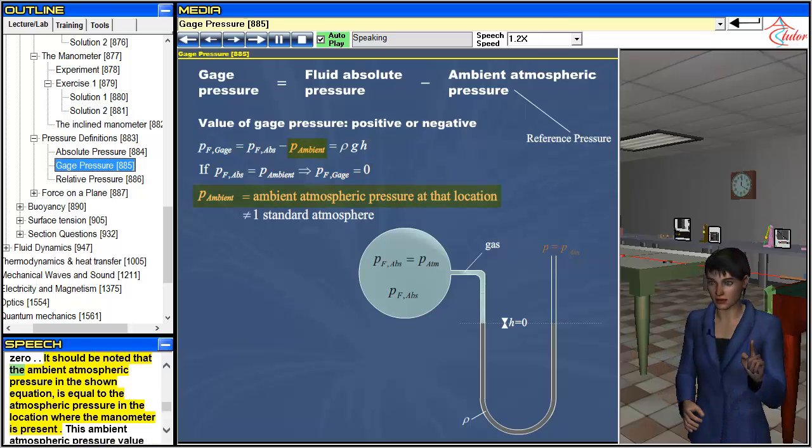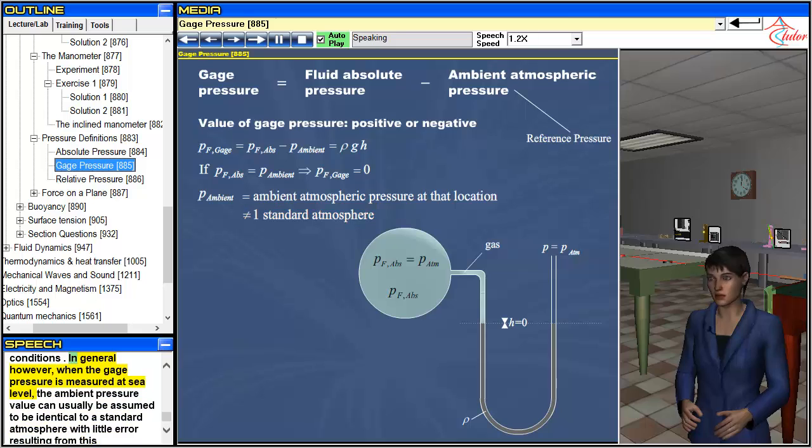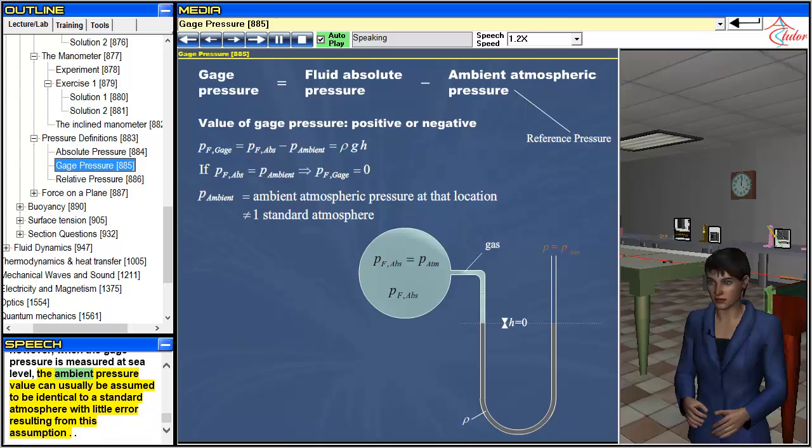It should be noted that the ambient atmospheric pressure in the shown equation is equal to the atmospheric pressure in the location where the manometer is present. This ambient atmospheric pressure value can be somewhat different from a standard atmosphere, or 101,300 Pascal, depending on the elevation, ambient temperature, and weather conditions. In general, however, when the gauge pressure is measured at sea level, the ambient pressure value can usually be assumed to be identical to a standard atmosphere with little error resulting from this assumption.